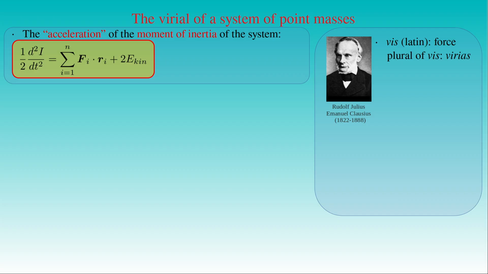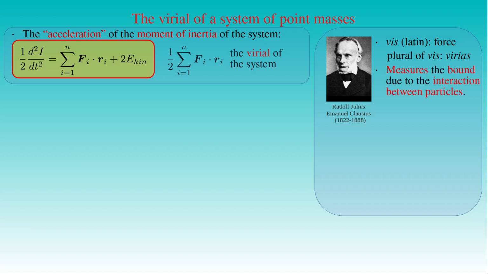He called half the first term in the right-hand side the virial, that is, half the sum of the dot product of the force Fi and the position vector Ri from i equals 1 to n represented a special property of the system of point masses for Clausius. This quantity, summing up the projections of the forces acting on the point masses onto the position vectors of the point masses, measures the bond due to the interactions between the particles, where the forces include the forces of interactions.